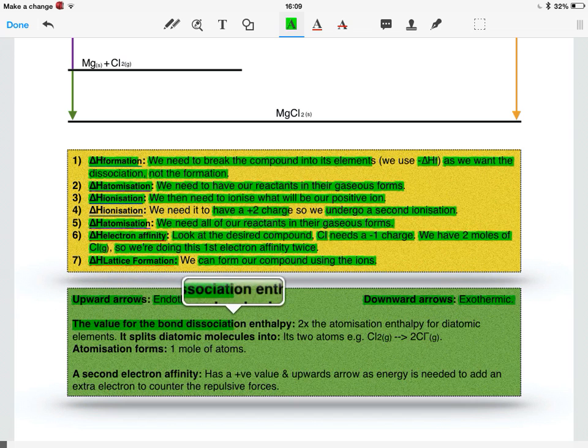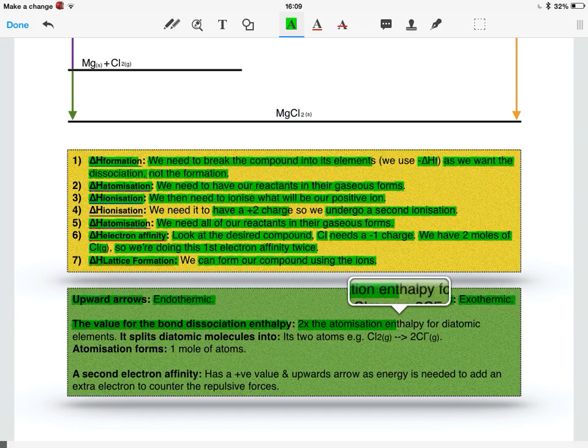The value for the bond dissociation enthalpy is 2 times the atomization enthalpy for diatomic elements. So, for example, if we have chlorine being turned into chloride, well, 2Cl, that shouldn't have a minus. This is the bond dissociation enthalpy, and will have a value of around, say, 242, whereas the atomization value, because we're forming 1 mole of atoms, it will have half of this value, because everything is being halved, so we'll only have a value of, say, well, half of 241, 120.5.